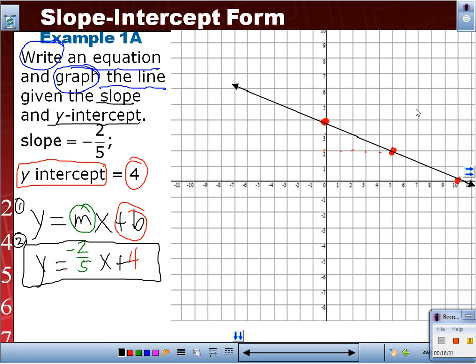So I did 2 different things on this example. The first one, I wrote an equation. What did I do to write an equation? I wrote my slope-intercept form. There it is. And then I substituted the values. From there, they asked me to graph the line. What did I do first? I plotted my y-intercept. What was my y-intercept? Everyone? What was my y-intercept? 4. That's why I plotted this one. From there, what is my slope? -2/5. That means I went 2 steps down, 5 to the right, plot my point, did it again, 1, 2, 1, 2, 3, 4, 5, plot my point.